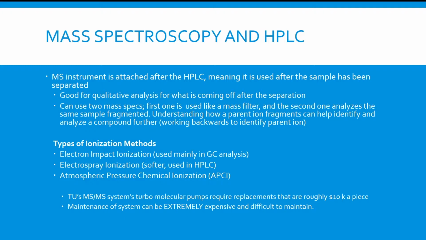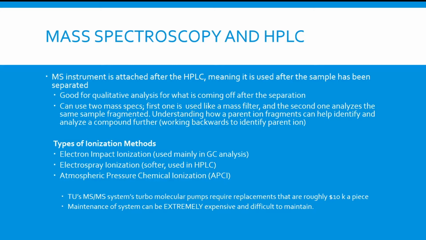It's a very soft method, so that when your components come off from the HPLC, whenever they split into their components, they don't fragment right away as they come off the HPLC. You can analyze them through the mass spec, and then those will be fragmented from there. Whereas in GC, usually they're fragmented as they go straight into the mass spec from the GC.